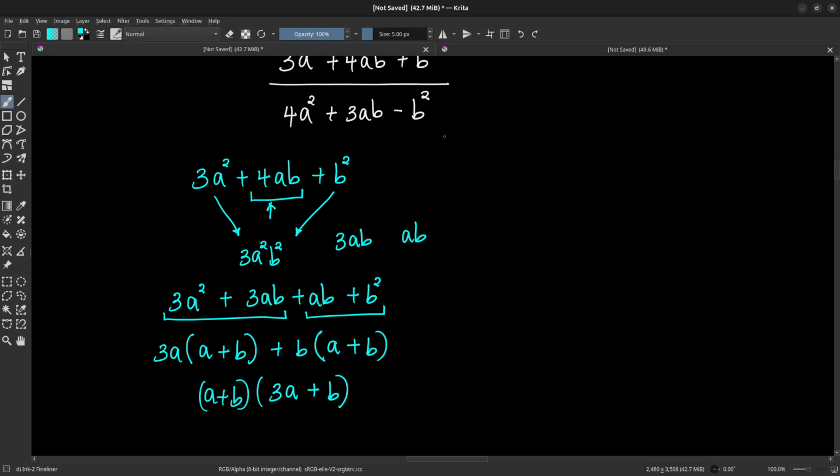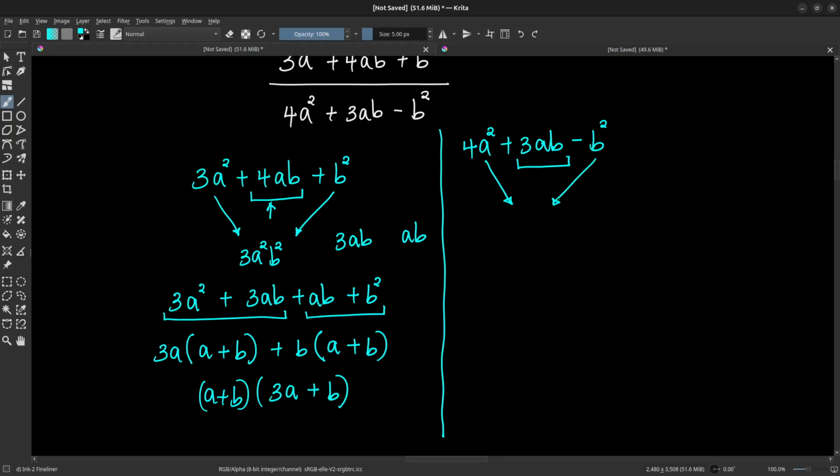Now it's time we do the same for the denominator. The denominator is 4a squared plus 3ab minus b squared. Again, we need to rewrite this middle term in such a way that we get two terms, and those two terms, when multiplied, should give us negative 4a squared b squared, and when those two terms are added, they should give us 3ab, the middle term.